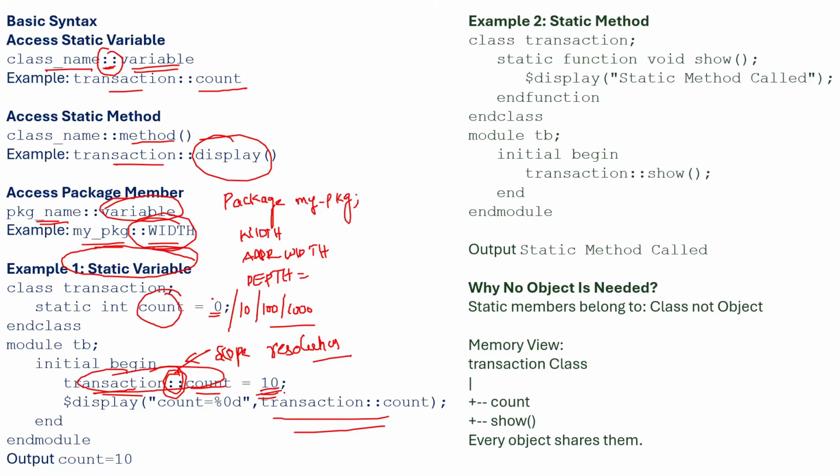Same way, static method. I am calling the static method. So class transaction, inside that you are taking static function void show. Your method name is show.